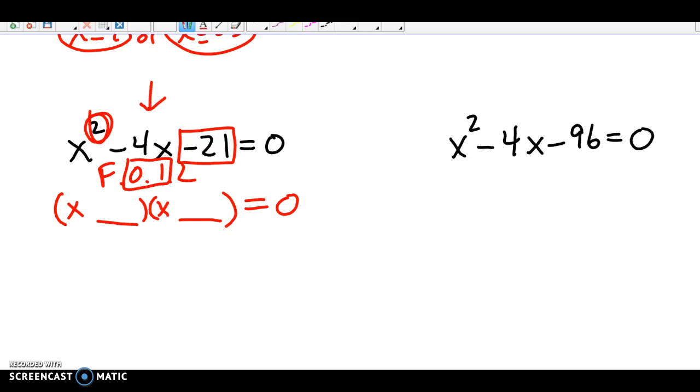So I need two terms that I'm going to multiply together and get negative 21, which means that one is positive and one is negative. But when I add those, I'll get this coefficient of negative 4. And so the answer to that is, well, let you think about that for a second. So pause it and think about what two numbers would multiply to be negative 21, but add to be negative 4. Okay, the answer is, it has to be negative 7 and positive 3.